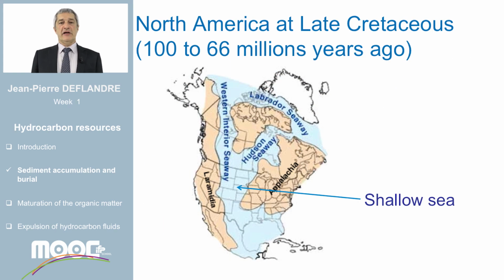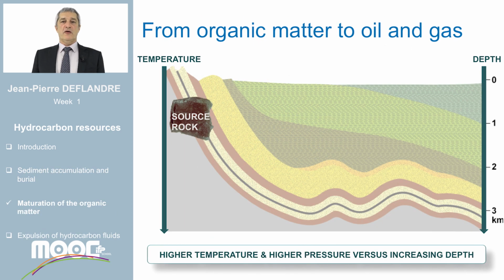This is typically the case in North America, which has not always been as it looks today. Most of the oil and gas fields of North America correspond to shallow sea deposits. We will now consider a rich organic sedimentary mud buried slowly over millions of years because of fresh sediment being continuously deposited over several kilometers of thickness.